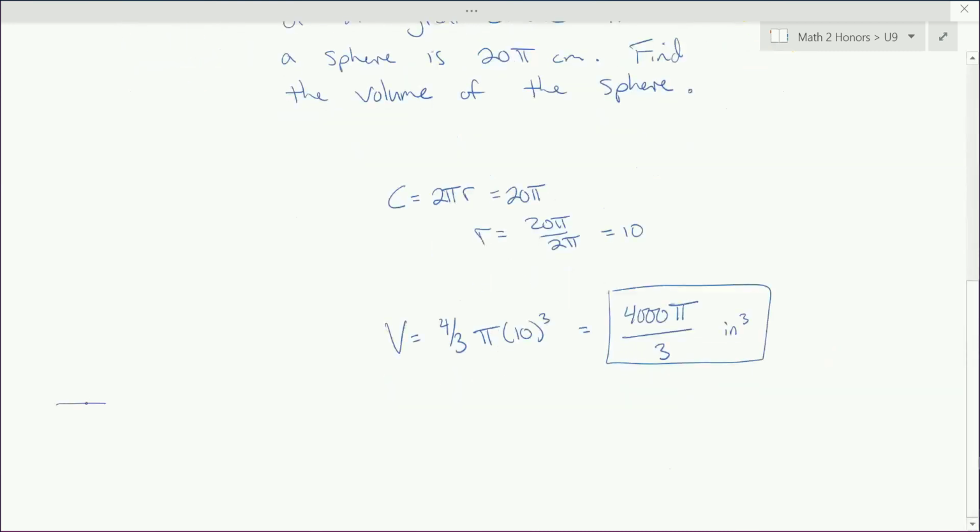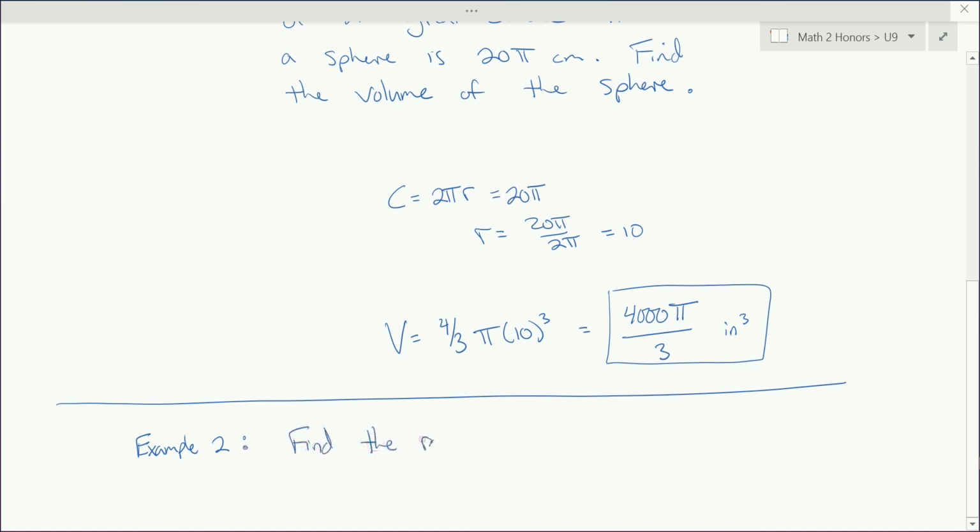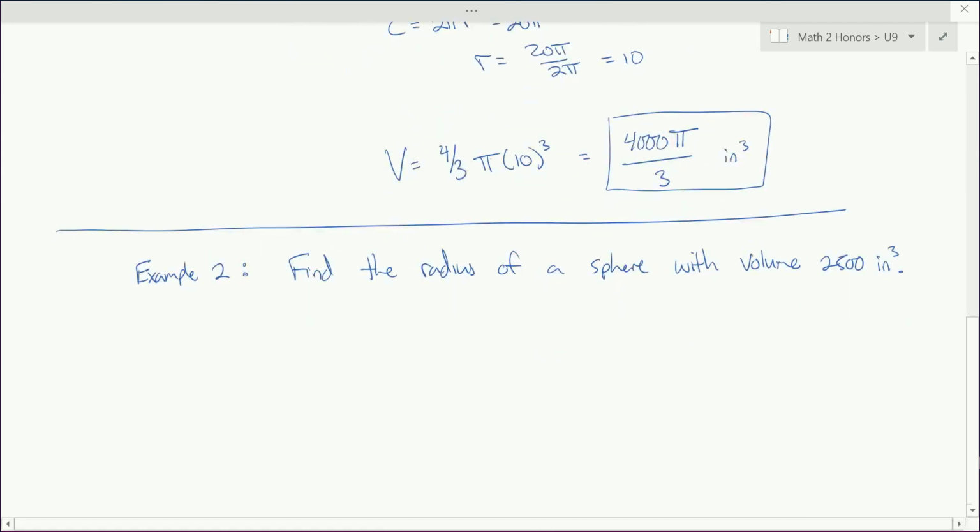Second example. Find the radius of a sphere with volume 2,500 cubic inches. So I want you to work backwards. I'll give you the volume. See if you can find the radius.